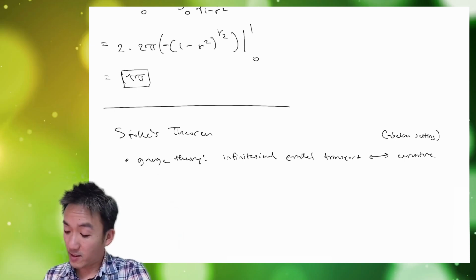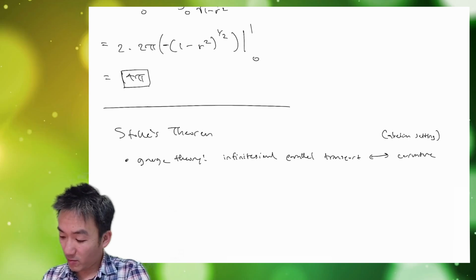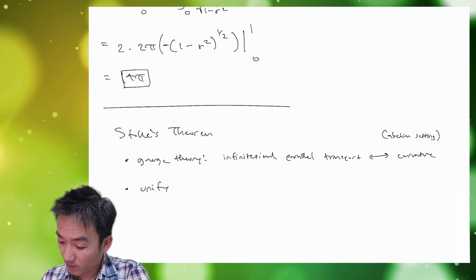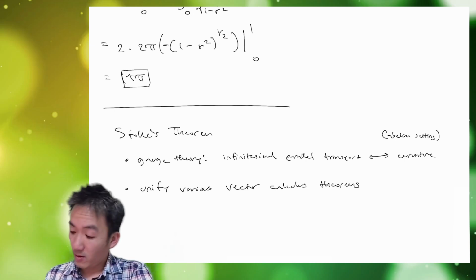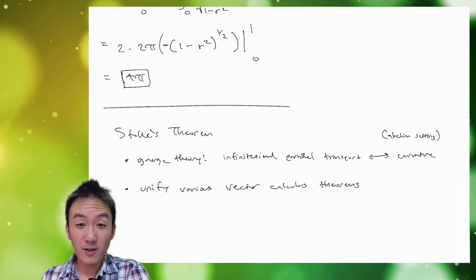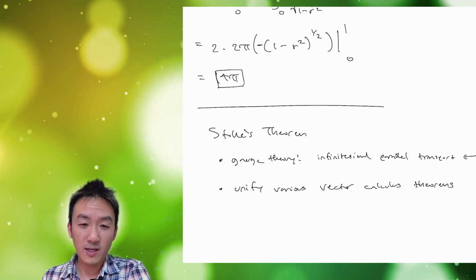And also, just as an aside, as a sneak preview, what Stokes' theorem also allows us to do is to unify various vector calculus or multivariable calculus theorems. In three-dimensional calculus, you learn a Stokes' theorem. You also learn various other things, Green's theorem or the divergence theorem. They're actually all manifestations of a single Stokes' theorem. And so we'll see that next time.